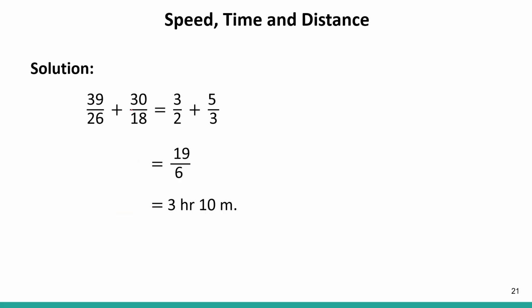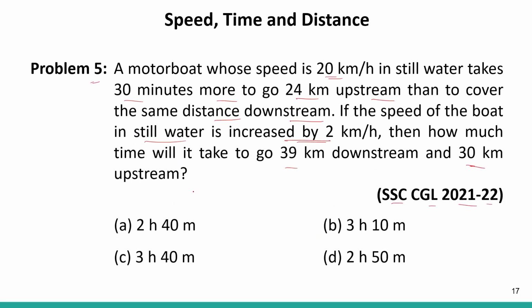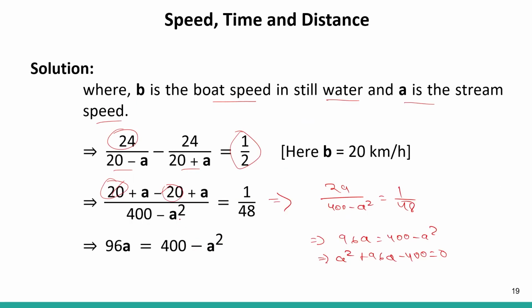So 39 by 26 plus 30 by 18. This is equal to 32 plus 5 by 3. That is equal to what? 19 by 6. So 19 by 6 is equal to what? 3 hour 10 minutes. So 3 hour 10 minutes will be the correct answer among these four options. So only option B is the correct one. Option D, option C, and option A are all wrong answers.